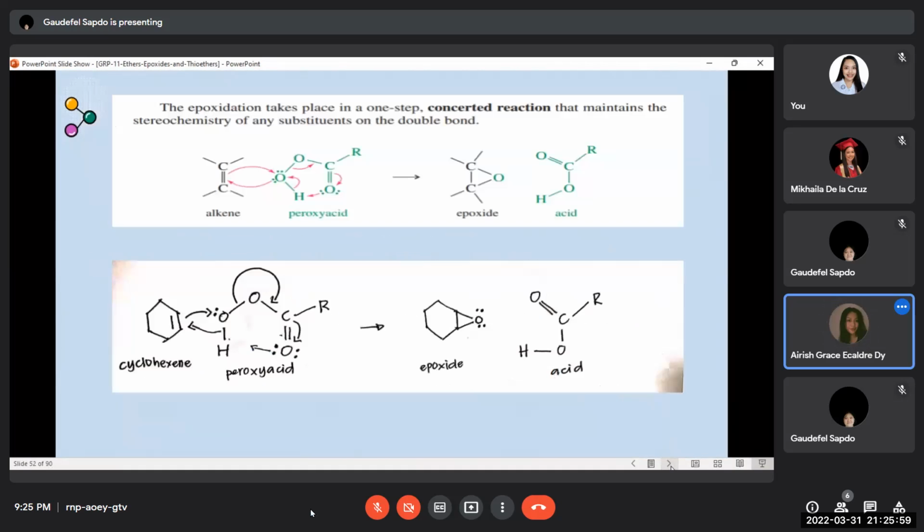Next slide, please. The epoxidation takes place in one step, a concerted reaction that maintains the stereochemistry of any substituents on the double bond. In this picture, it is a benzoic ring, which is a cyclohexane. Both pictures are the same but different structure. Let's have an example in order for you to understand. Next slide, please.